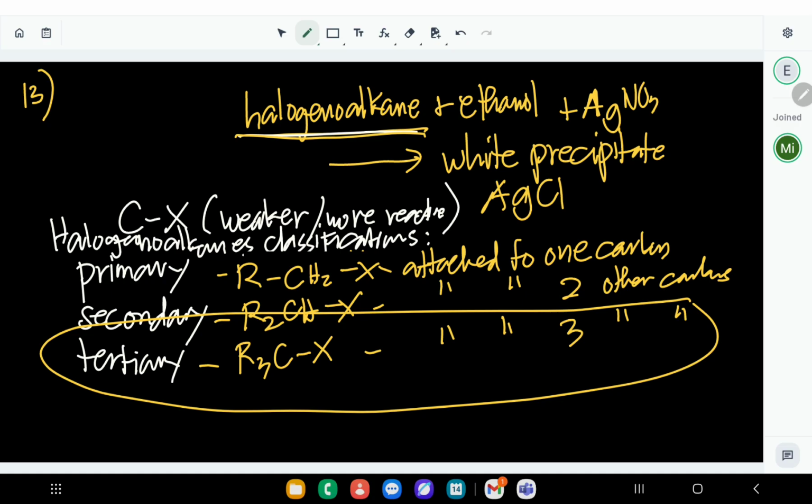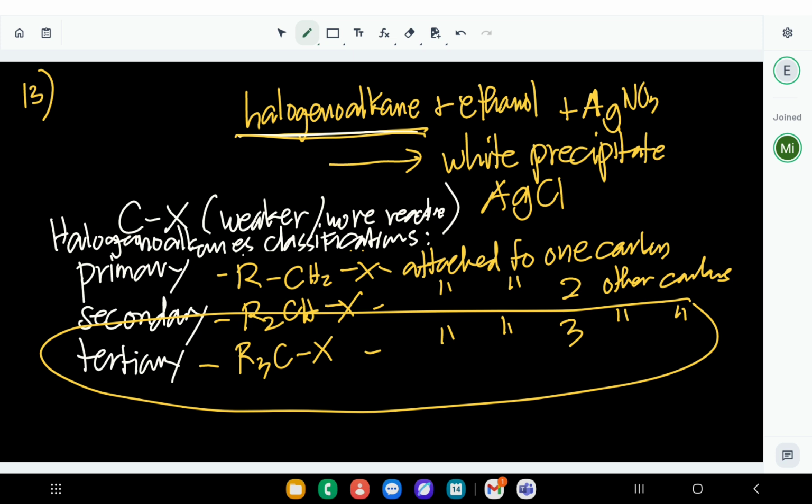Now we don't have tertiary in our choices, so we check which ones from A to D are tertiary. Okay, we have option A, chlorobutane. Chlorobutane is primary, right? Chlorobutane is primary because the carbon-chlorine bond is attached to one other carbon atom only. So that one is primary. And 2-chlorobutane, this one is secondary.